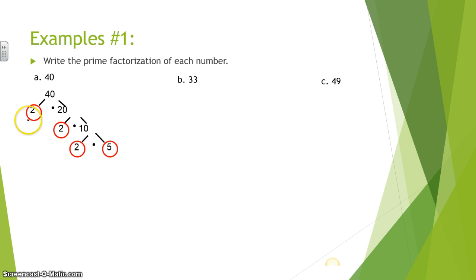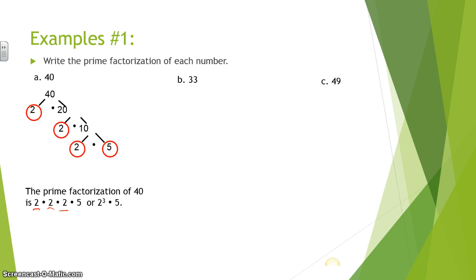But notice we use 2 and 20 here. We cannot break down 2 any further, so we circle 2. We can break down 20. We could use 2 and 10. So we circle 2 because we can't break that down further, but we can break 10 down into 2 and 5. So notice how many 2's we've circled: 1, 2, 3, and we have 5. So the prime factorization is 2 times 2 times 2 times 5, or another way of saying this is 2 to the third power, because we multiply 2 by itself 3 times. So 2 to the third times 5.